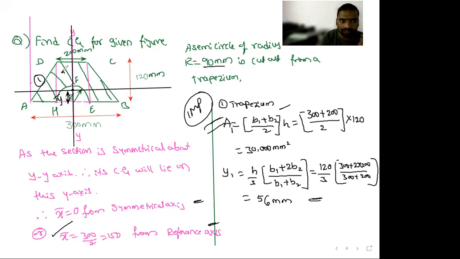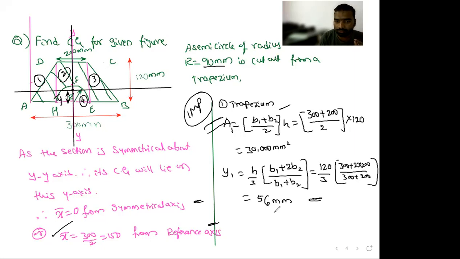Then the second part is a rectangle, take the full rectangle. Next find its area and find its y2. Next, the third one is a triangle. Find its area and its y3. Then minus the semicircle: find its area and its y4. That is easy, isn't it?